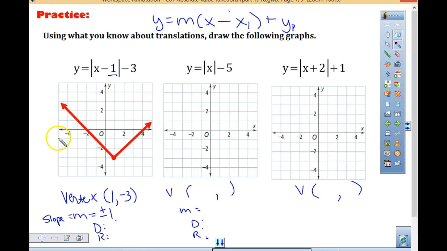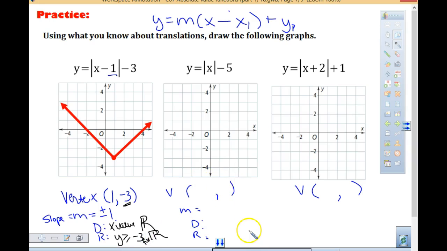Can I put in fractions and decimals for x's? Remember, domain is your x value. Yeah. So when I think of my domain, it's going to be all reals. How about my range? The lowest is -3. So my range, where y is greater or equal to -3, for all real numbers.